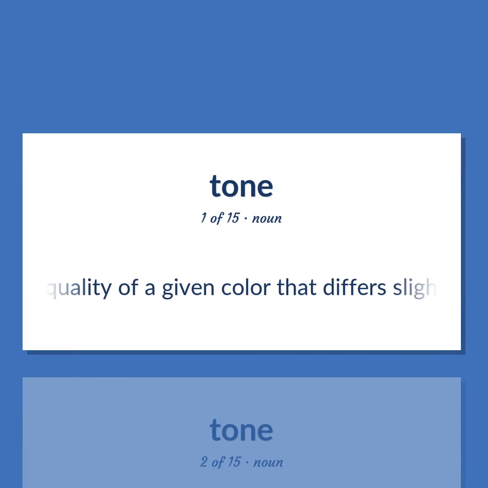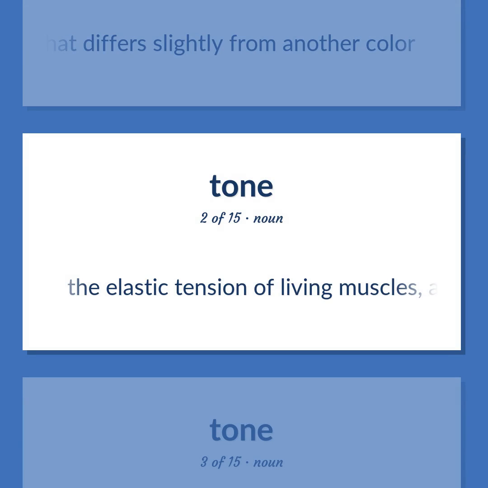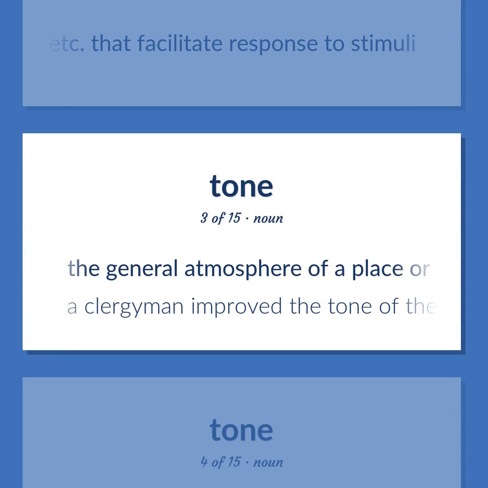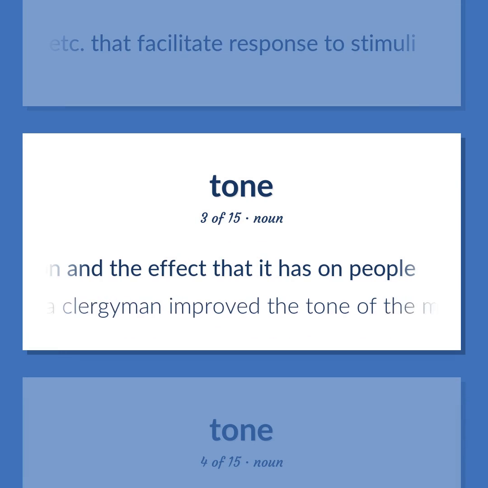A quality of a given color that differs slightly from another color. The elastic tension of living muscles, arteries, etc. that facilitate response to stimuli. The general atmosphere of a place or situation and the effect that it has on people. A clergyman improved the tone of the meeting.